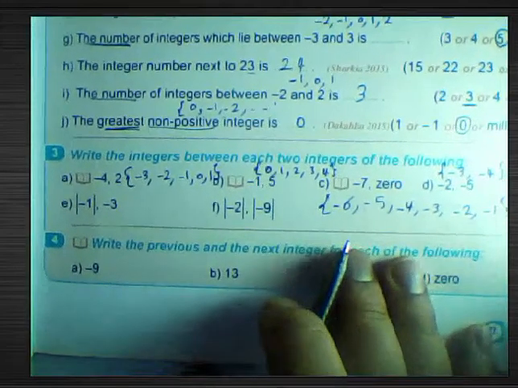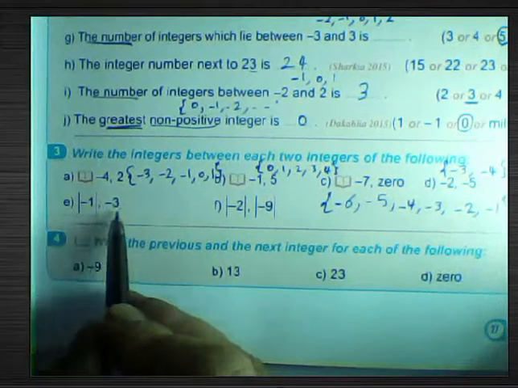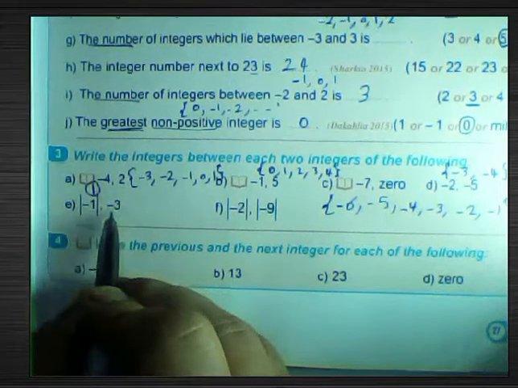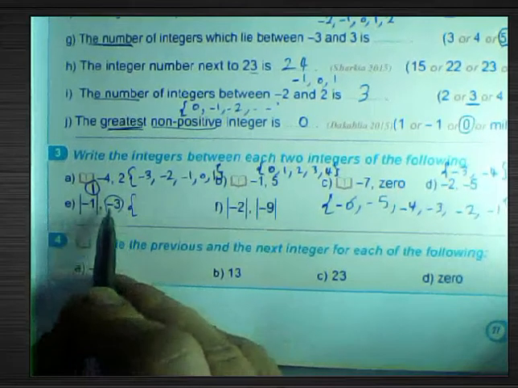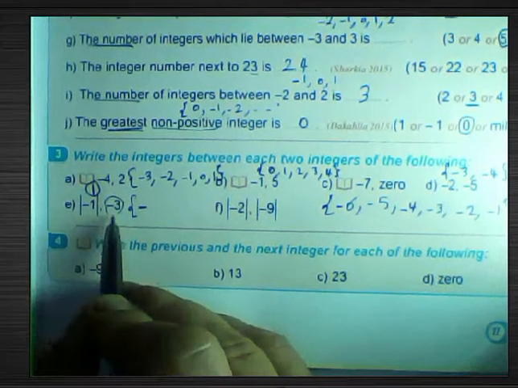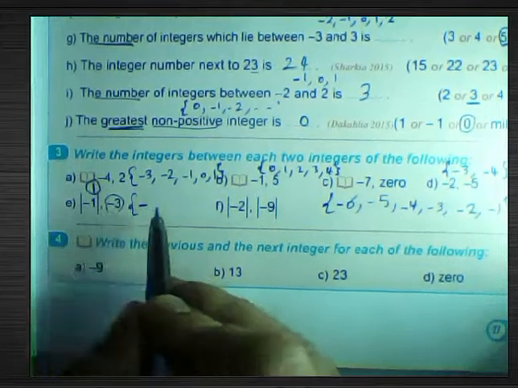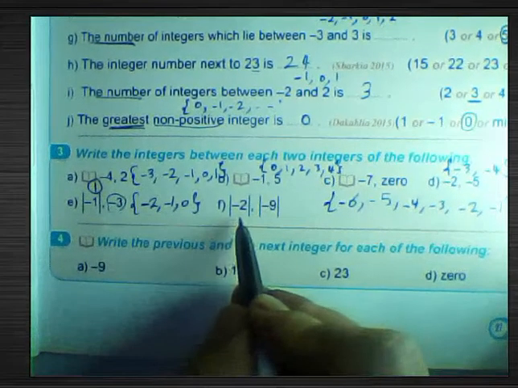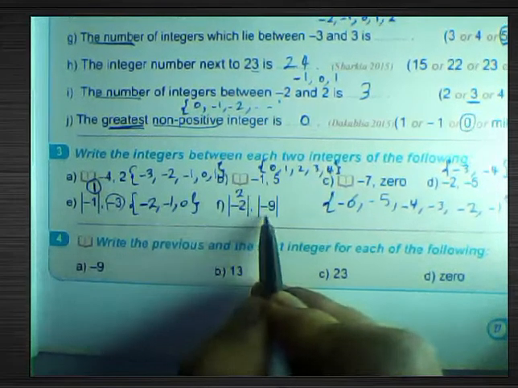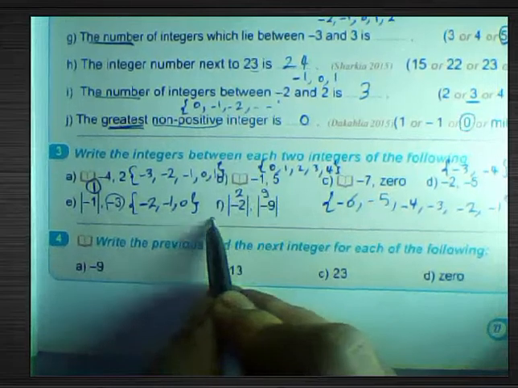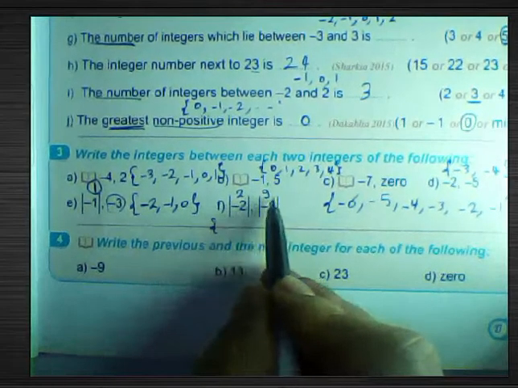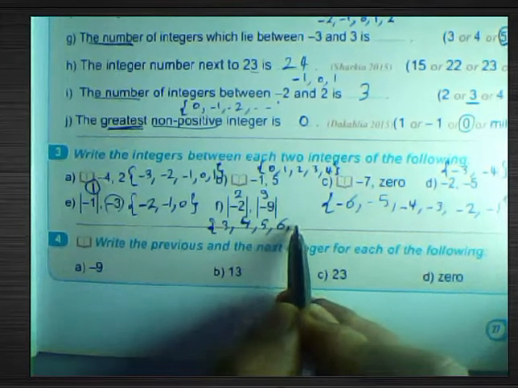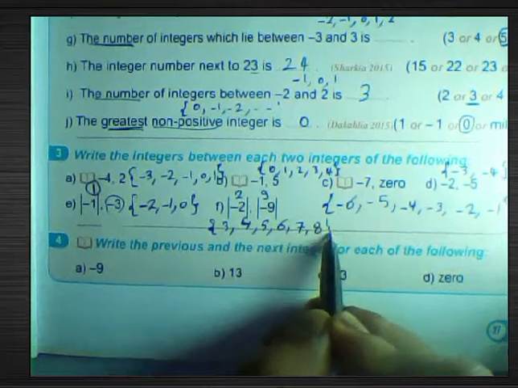Question E. The absolute value of negative 1 and negative 3. The absolute value of negative 1 equals 1. So we can find the set of integers that lie between 1 and negative 3. We can count from smallest to greatest, from negative 3 to 1: negative 2, negative 1, and 0. The absolute value of negative 2 equals 2 and the absolute value of negative 9 equals 9. So we can write the set of integers that lie between 2 and 9: 3, 4, 5, 6, 7, and 8.